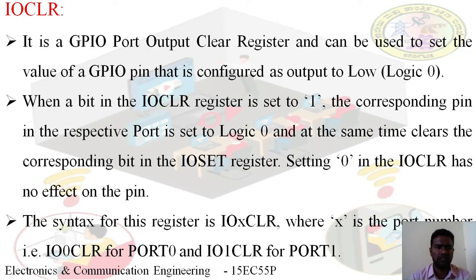IOCLR register. It is a GPIO port output clear register and can be used to set the value of a GPIO pin that is configured as output to low, that is logic 0. When a bit in the IOCLR register is set to 1, the corresponding pin in the respective port is set to logic 0 and at the same time clears the corresponding bit in the IOSET register. Setting 0 in the IOCLR has no effect on the pin.